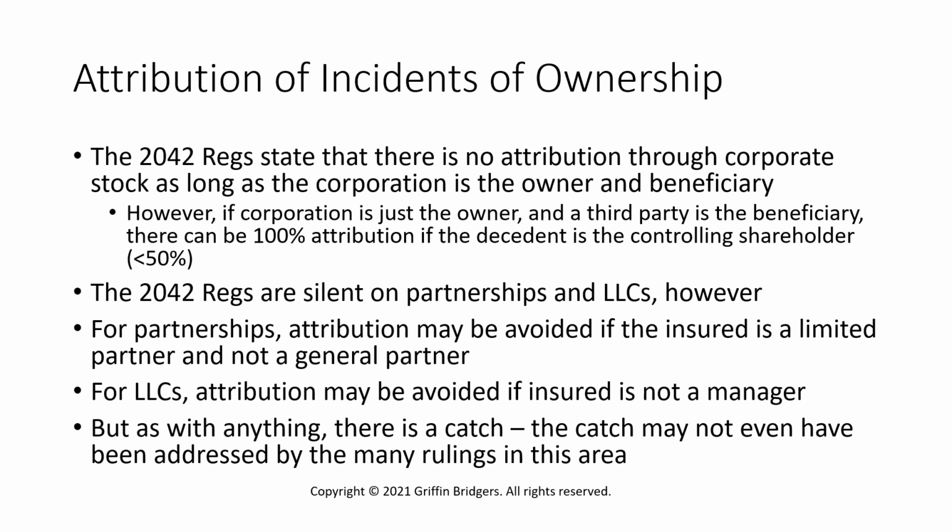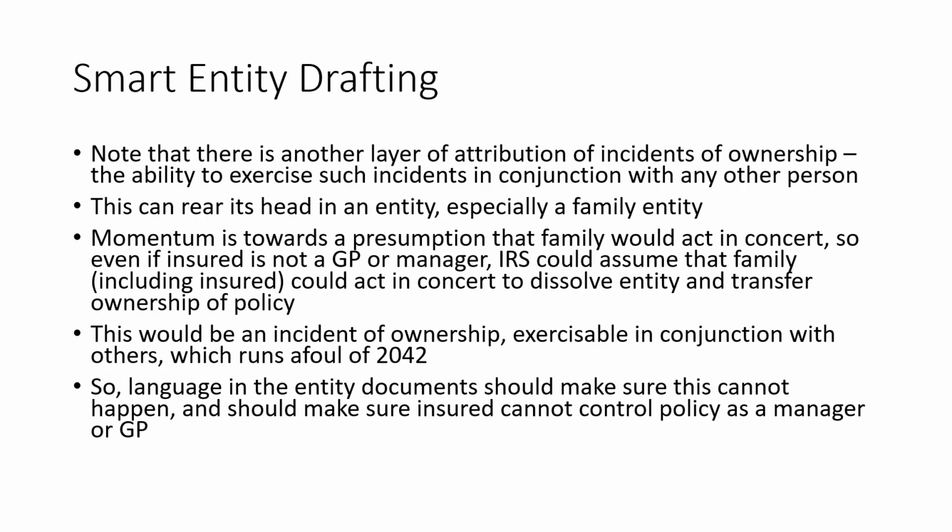One is that with partnerships, attribution may be avoided if the insured is a limited partner and not a general partner. And then for LLCs, attribution may be avoided if the insured is not a manager. Now, as with anything, there's a catch, and we're going to see that catch just because the catch reflects what's happened since those private letter rulings came out in the general world of estate taxation. And that is that when it comes to attribution of incidence of ownership, there's a theme with family entities where the IRS is now acting under a presumption that a family might act in concert. So even if an insured is not a GP or a manager of an LLC, what the IRS will often assume is that a family would act in concert to dissolve an entity and transfer ownership of a policy.